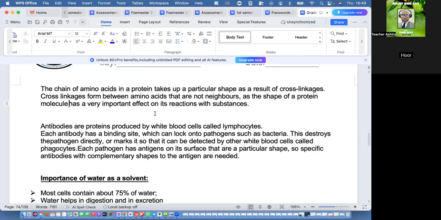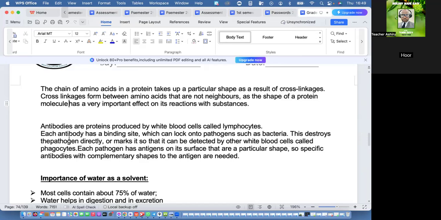Just know that the chain of amino acid in a protein takes up a particular shape as a result of cross-linkages. So the shapes of the different amino acids are not the same. Every amino acid has a different kind of shape depending on the variable, the type of amino acid that is cross-linked in the amino acid chemical structure.